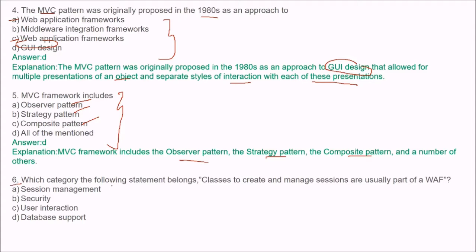Next is which category the following statement belongs to. Classes to create and manage sessions are usually part of WAF. Which category does the statement belong to? The answer is session management, that is, classes to create and manage sessions.